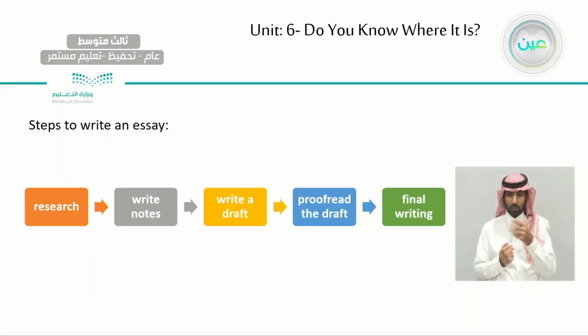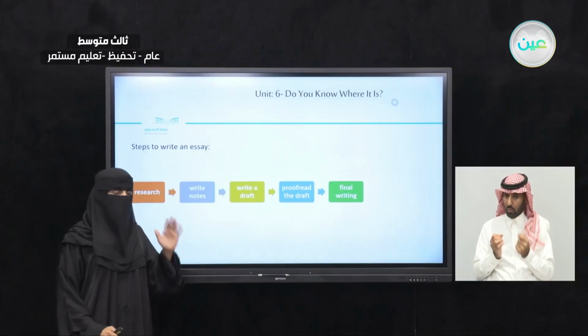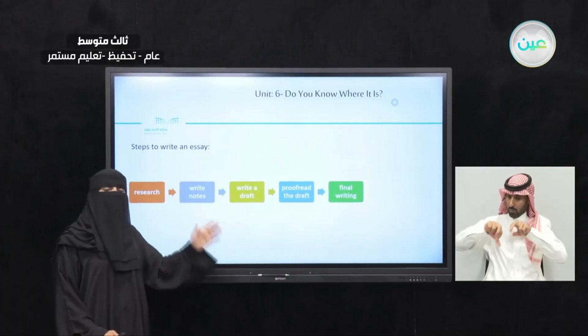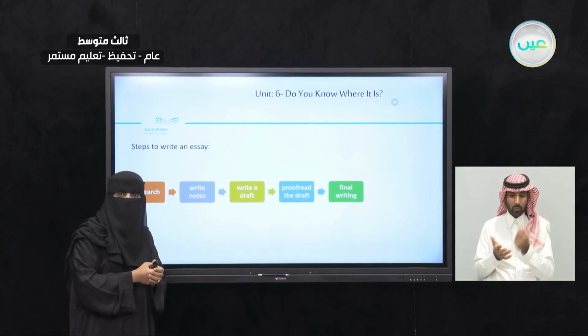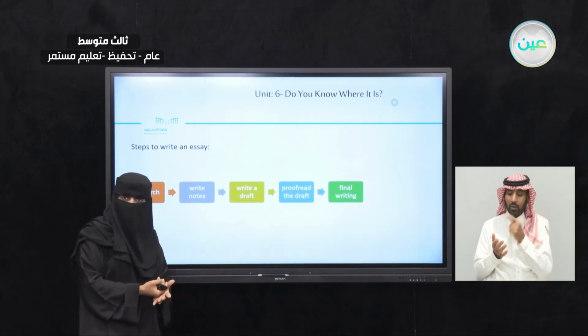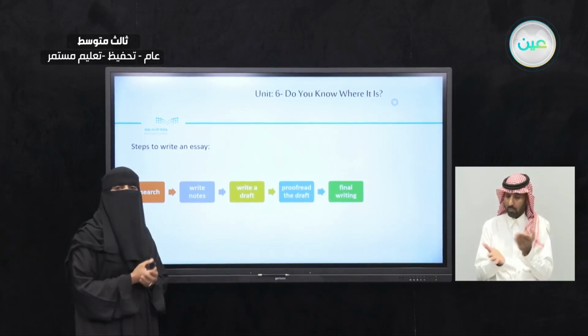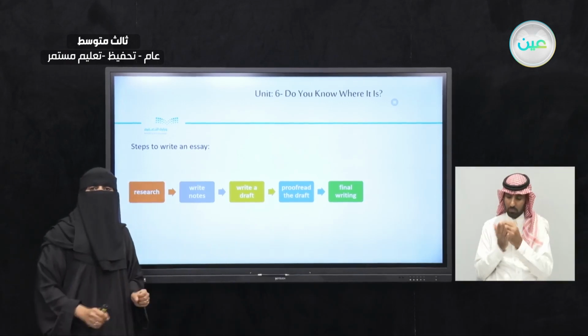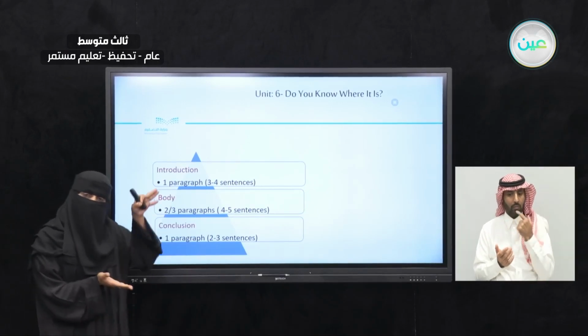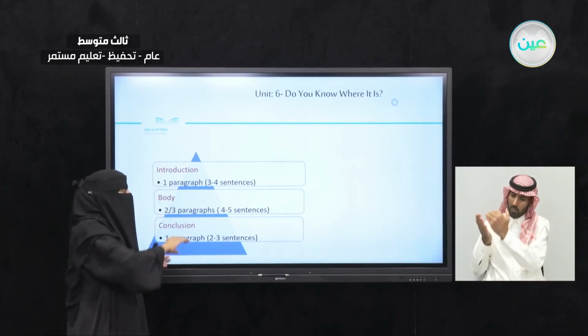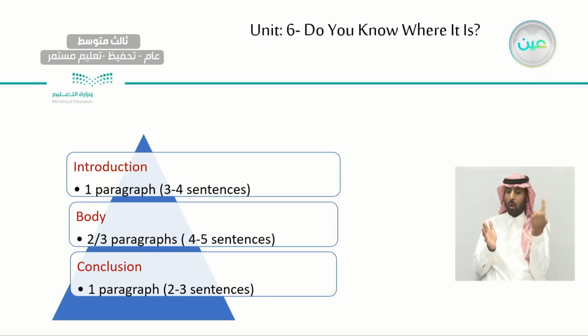Let's recall what we covered in our previous lesson. We covered the writing process: how to do research, how to write notes using a chart, and how to write a draft. After the draft, you ask someone to proofread your writing, and then you make the final writing with adjustments. We also talked about how to form an essay. We have an introduction, which is one paragraph of 3 to 4 sentences, the body, and the conclusion.